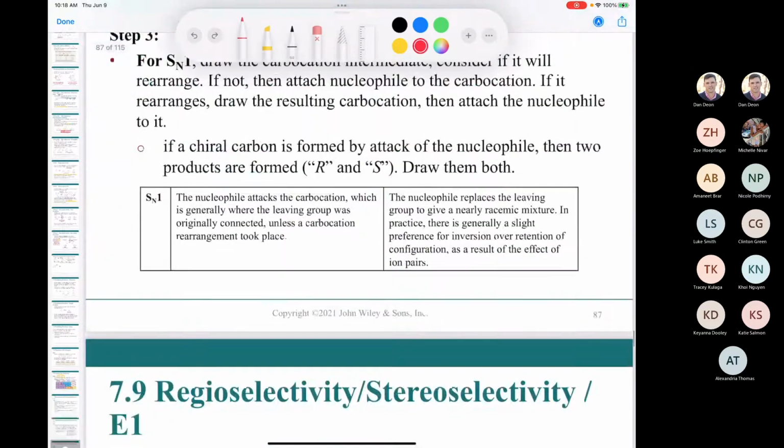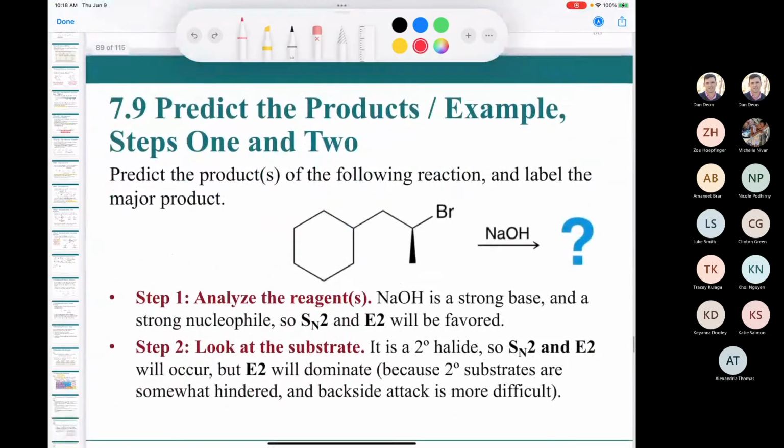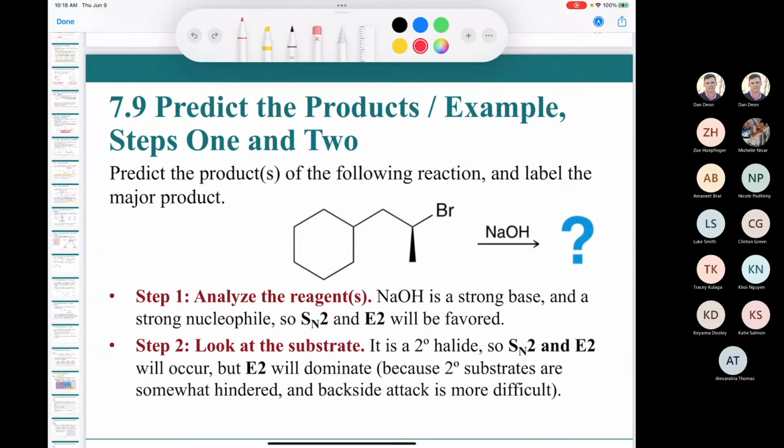So instead of us just talking about it, we've gone through everything already. And thus, I think the best thing for us to do would be to look at a couple of problems and say, well, what's going to happen here? Let's take a look. We've got a secondary alkyl halide, and we've got a strong nucleophile, a hydroxide. This can act as a nucleophile or a base.